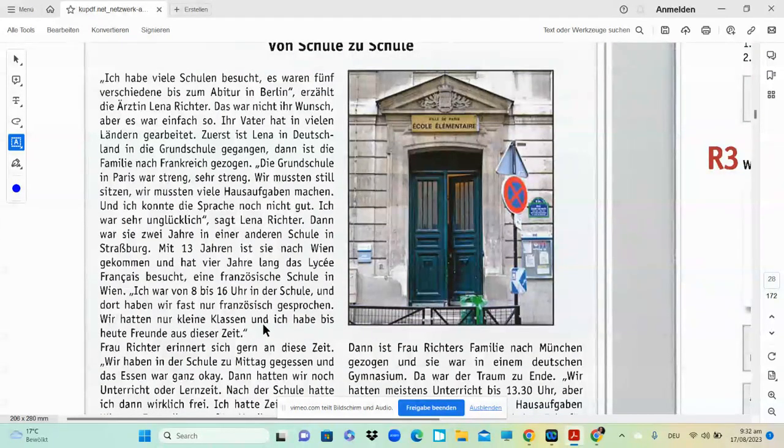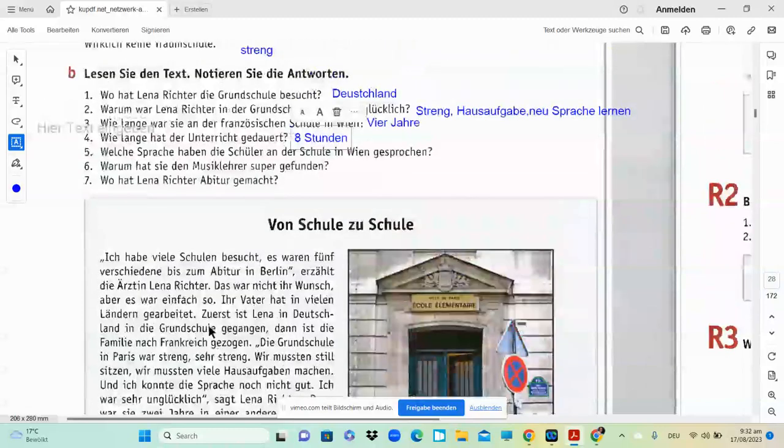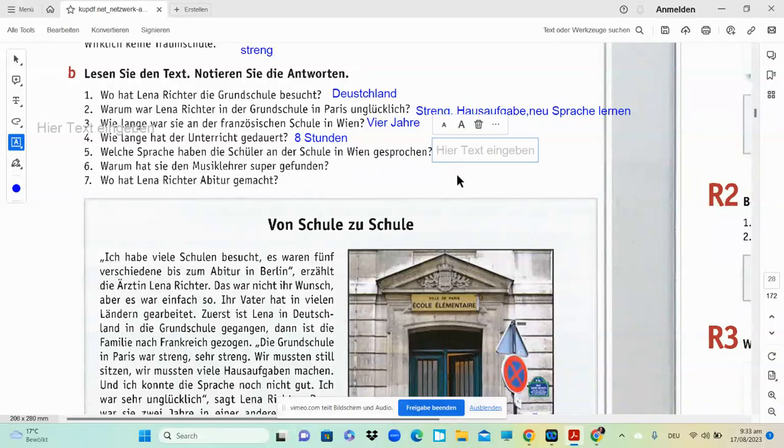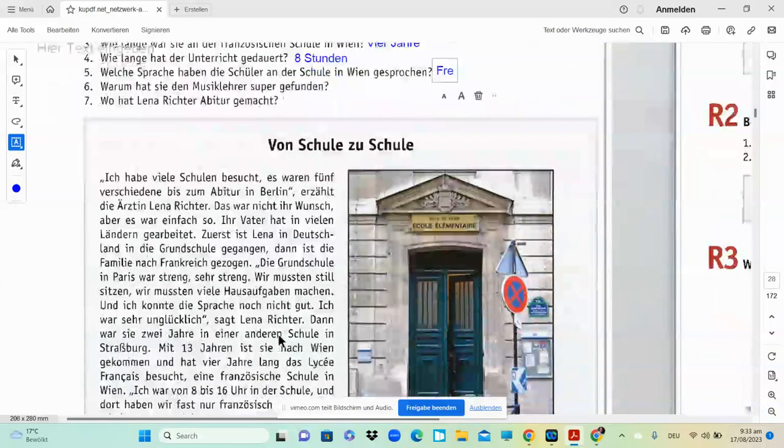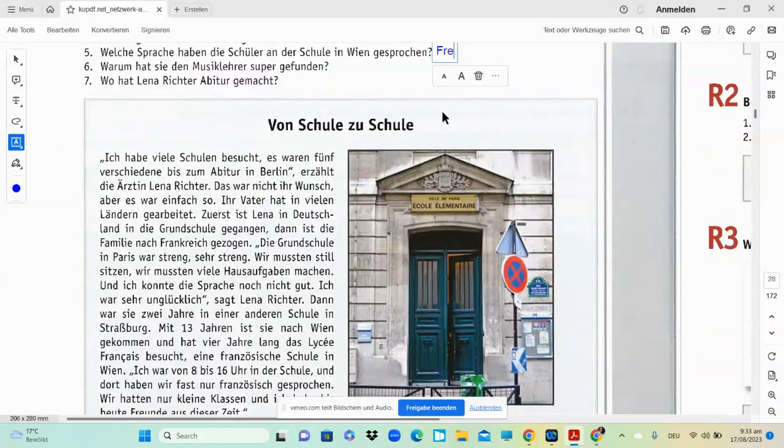Wir hatten nur kleine Klassen und ich habe heute Freunde auch aus dieser Zeit. So since that time I have friends. Not since that time, of that time. Okay, so that's the difference. Welche Sprache haben die an der Schule in Wien gesprochen? So you already know it is Frankreich. We have to write the correct spelling. Französisch. Okay, so you will say Französisch.